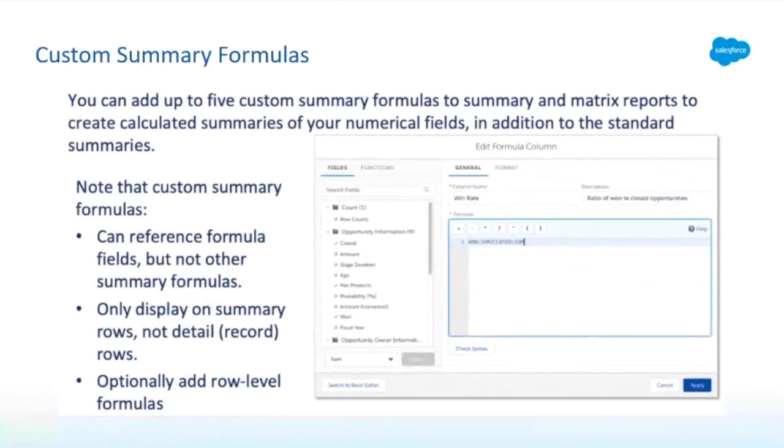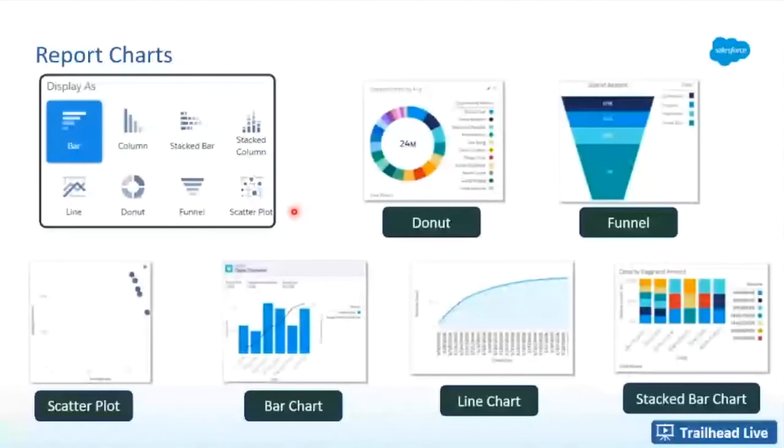Once we have that, we also need to show some visuals on the report. So we can show different types of visuals in the report, where we can put different charts. There are 8 types of charts which we can show in the system. You have bar chart, column chart, stacked bar, stacked column, line, donut, funnel, and scatter plot. So these are the 8 different types of charts that can be put into our reports as a visual.